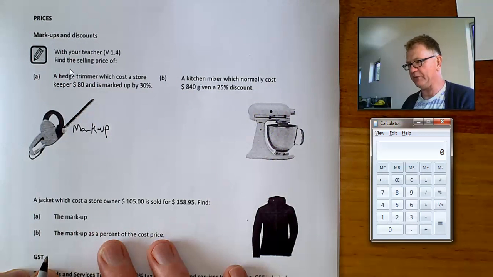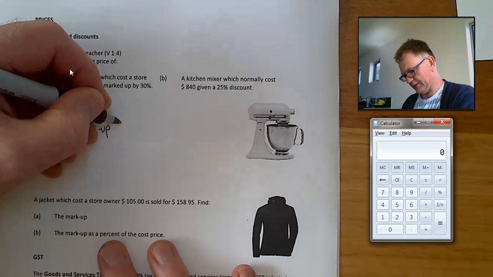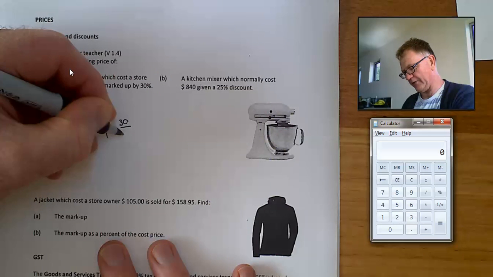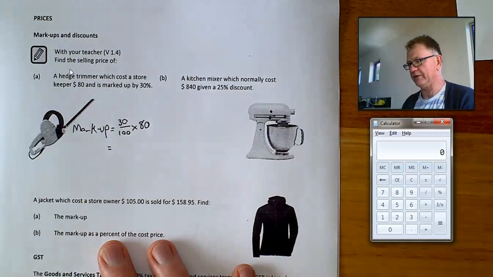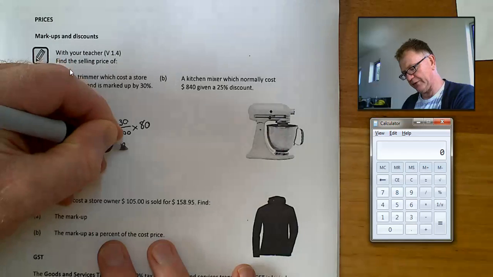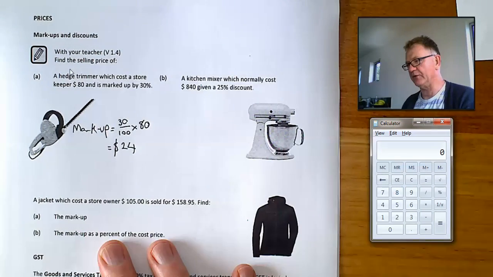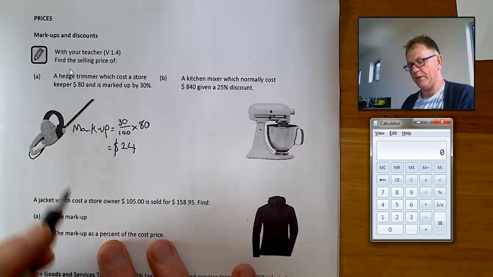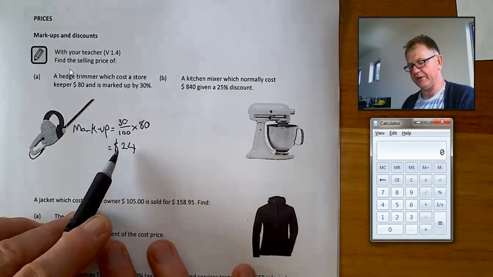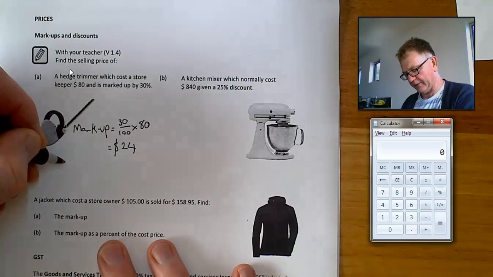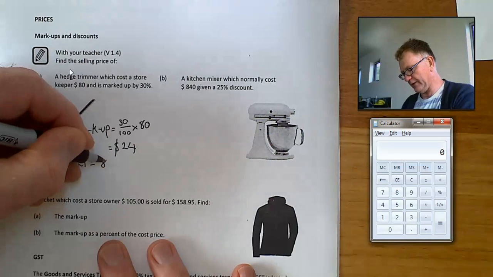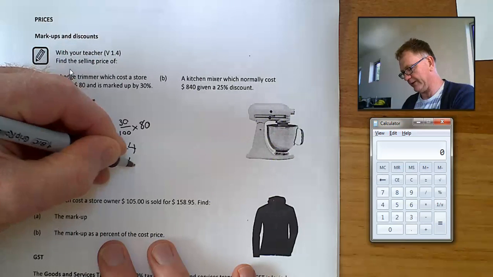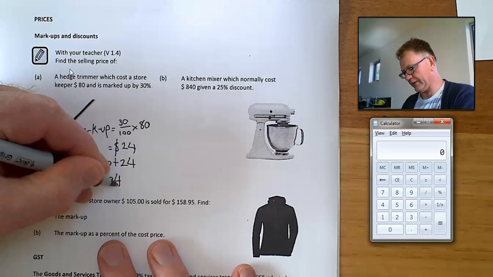The markup is 30% of $80. That means it's 30 over 100 times $80. The markup, you could work it on your calculator, 30 divided by 100 times 80 equals $24. How much is its price at the end then? It was costing 80. We're going to mark it up by 30%. The markup is $24. So the final price is equal to $80 plus $24 equals $104 is the final price.